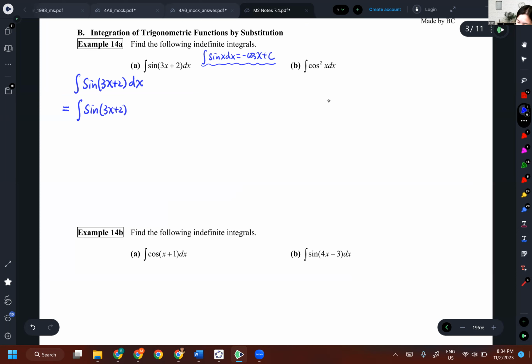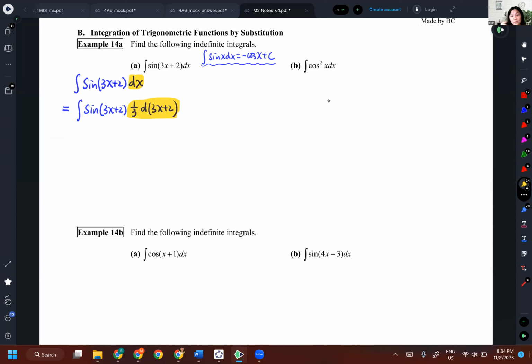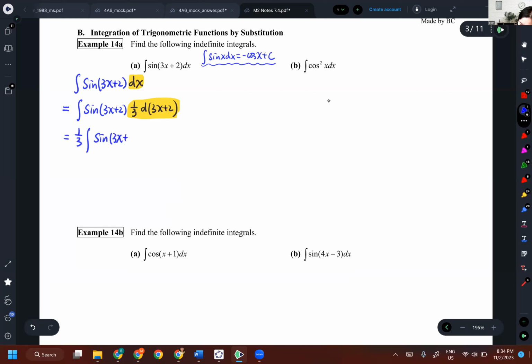And how do you change dx? You change it to d of 3x plus 2. This is the integration by substitution. It looks like you're multiplying by 3 and dividing by 3. Fine, if you think that, that's fine, but the concept is not entirely that. Last time I explained; this time we just move on. And then I take out 1 over 3. And then it becomes integration of sine u du, and that is negative cosine u.